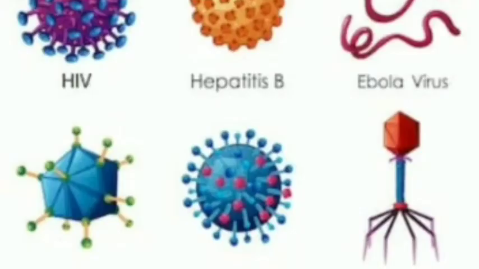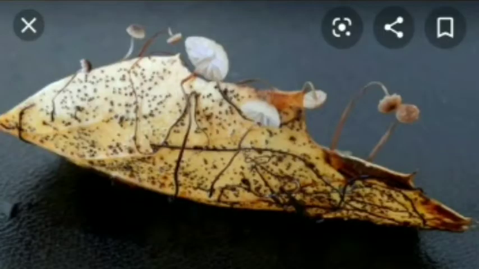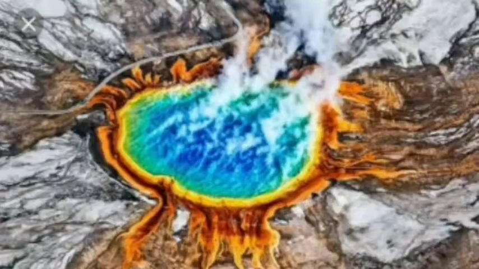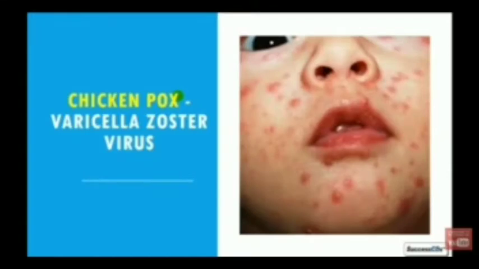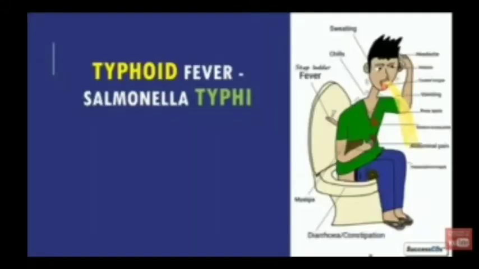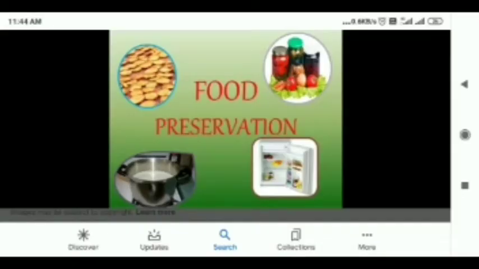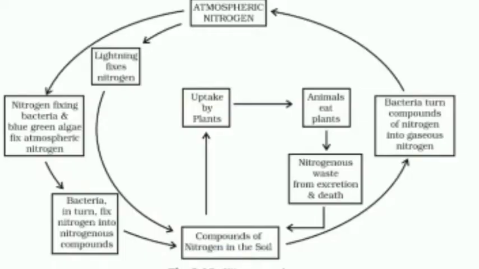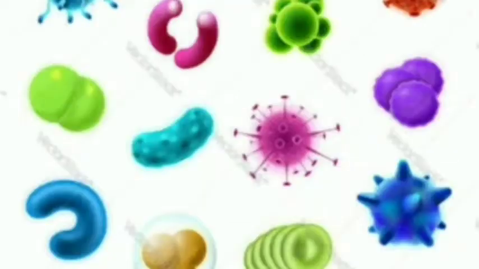We will do this in 3 modules. In the first module, we will study about microorganisms, their habitat, means where they live, and their uses. In the second module, we will study about the harmful effect caused by microorganisms and food preservation. In the third module, we will study about nitrogen fixation.